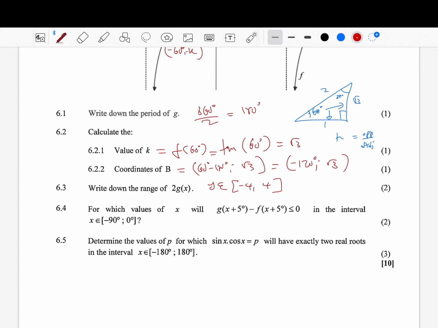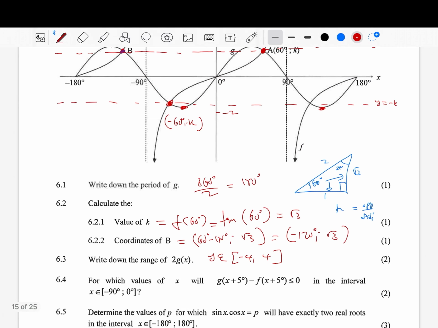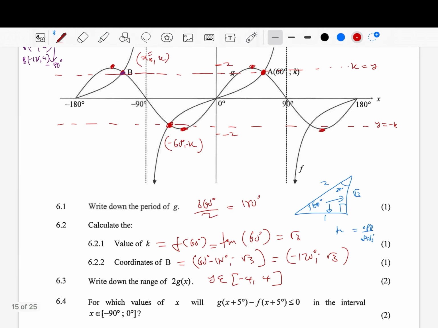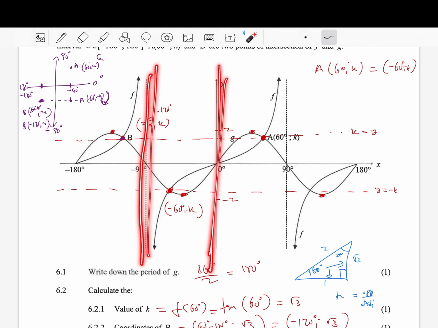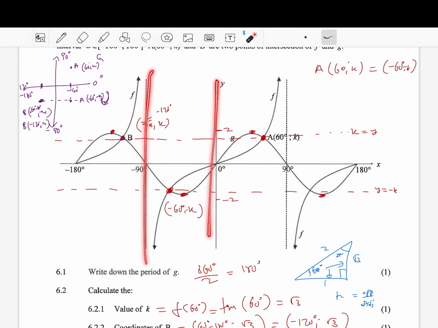And then 6.4. For which values of x would g of x plus 5 minus f of x plus 5 be less than 0 in an interval? In the interval negative 90 and 0. So you're looking at this interval here, negative 90 and 0. If you look at this interval, you're only looking at this part of the picture.